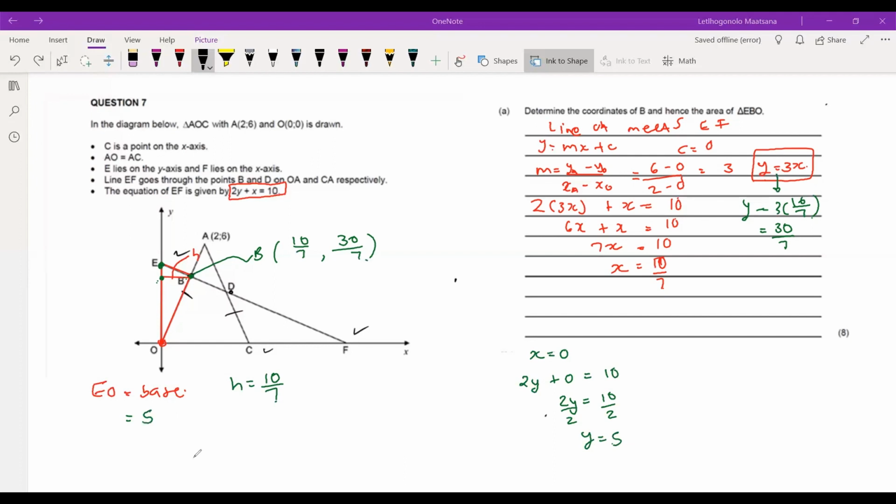So for our equation for the triangle, we will say the area is equal to half base times height, 1/2 times 5 times 10/7, and that will give us 25/7 units.